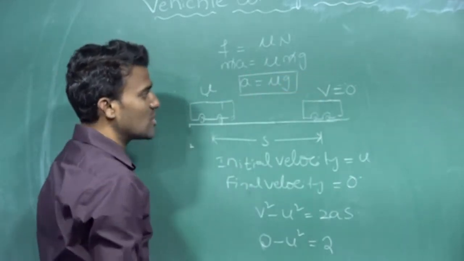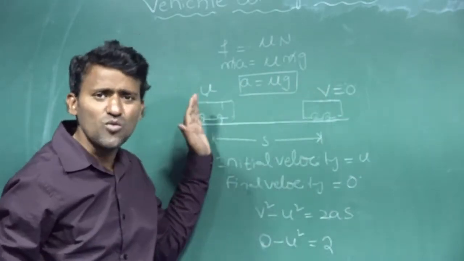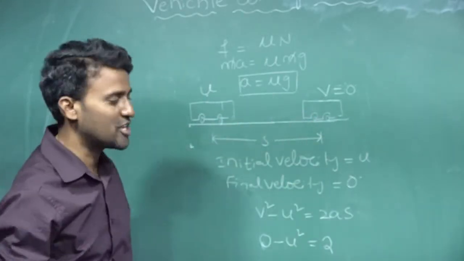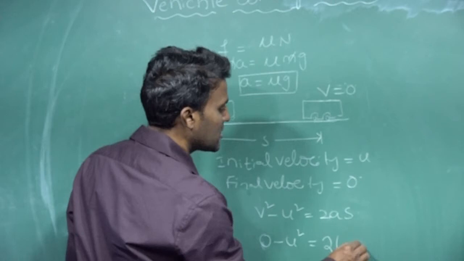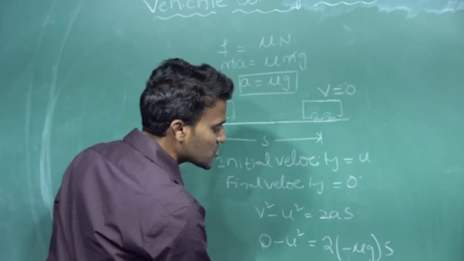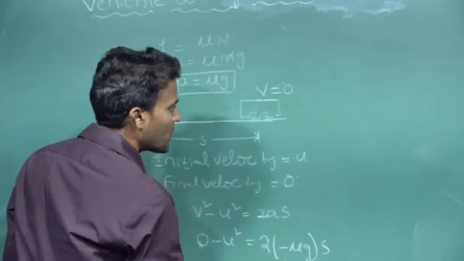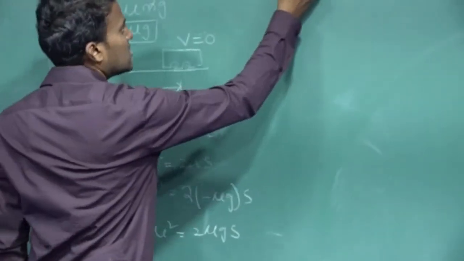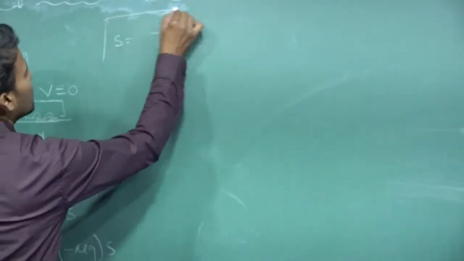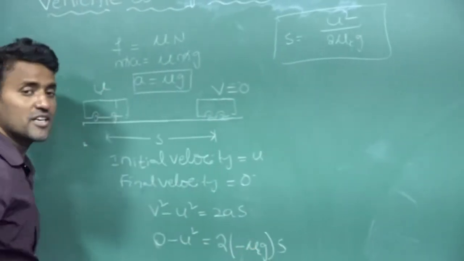So acceleration is equal to, see here, while it is moving from this point to this point, the velocity is gradually decreasing. When it is decreasing, it is a negative acceleration. So that's why I am writing minus mu g into s. Both sides, minus minus gets cancelled. u square is equal to 2 mu g s. So s is equal to u square divided by 2 mu k g. Here I wrote mu k because the object is already in motion.